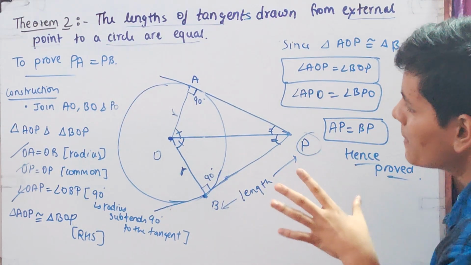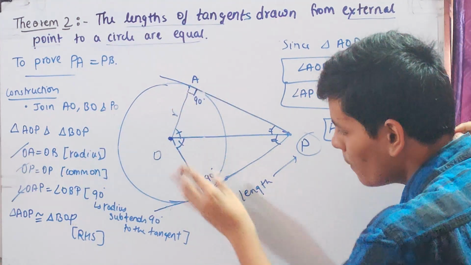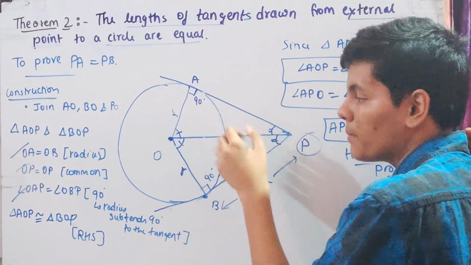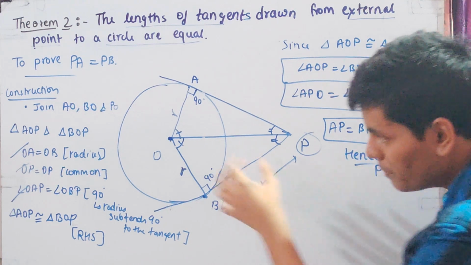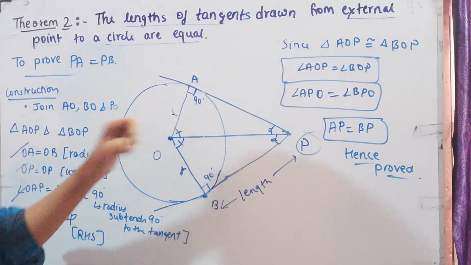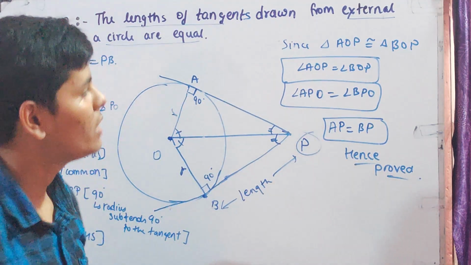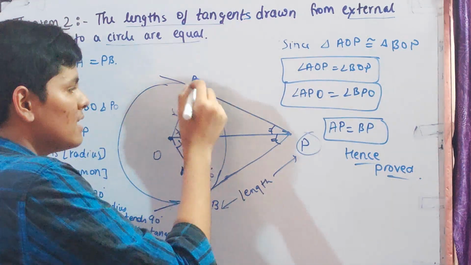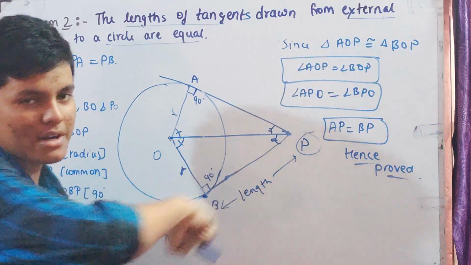Now, how did we do it? First of all, we did a construction. We joined OA, OB and OP. After joining, we found that two triangles are formed. Then we had to prove the congruency between both the triangles. We proved the congruency using RHS congruency. And since both the triangles are congruent, the corresponding angles and corresponding sides are also equal. According to the corresponding angles, angle AOP and angle BOP are equal. This angle and this angle are equal. How are they equal? Because both are congruent triangles.